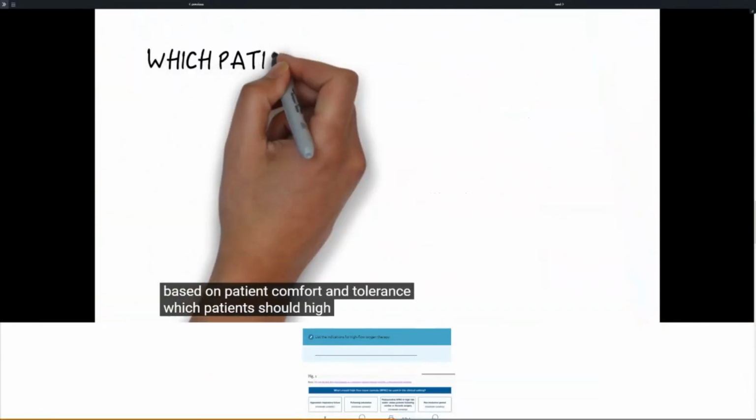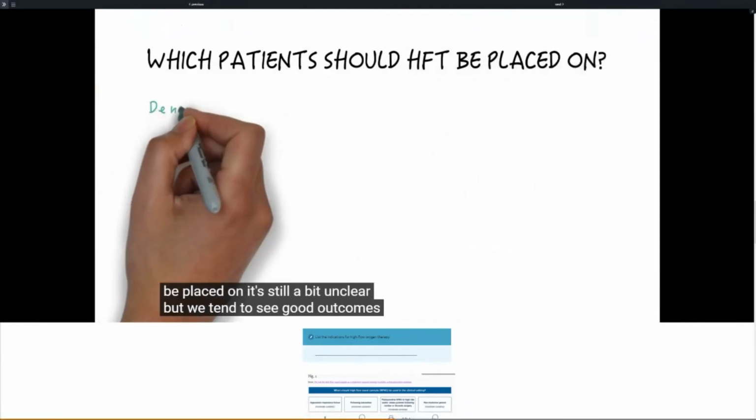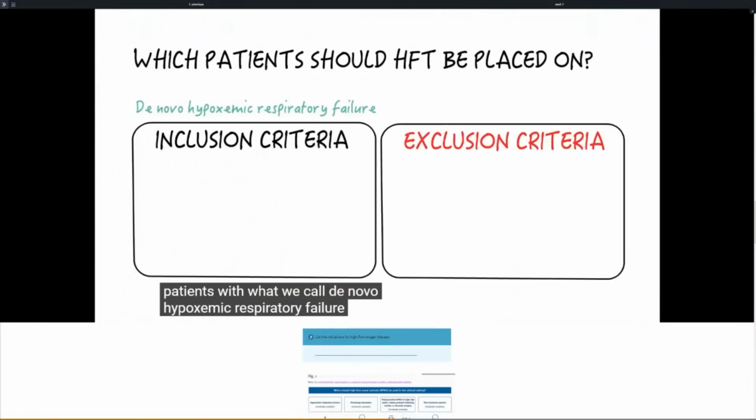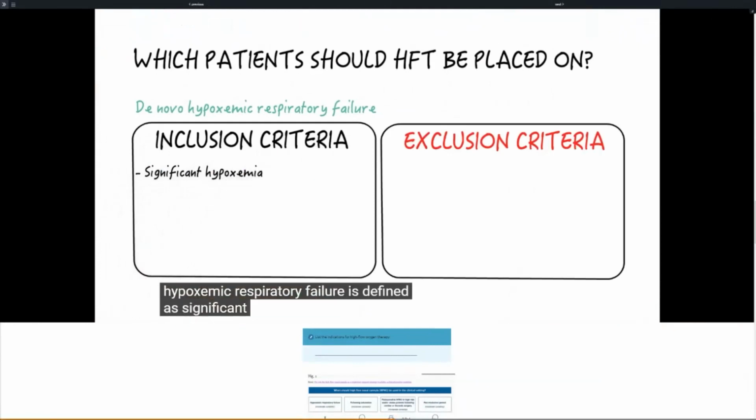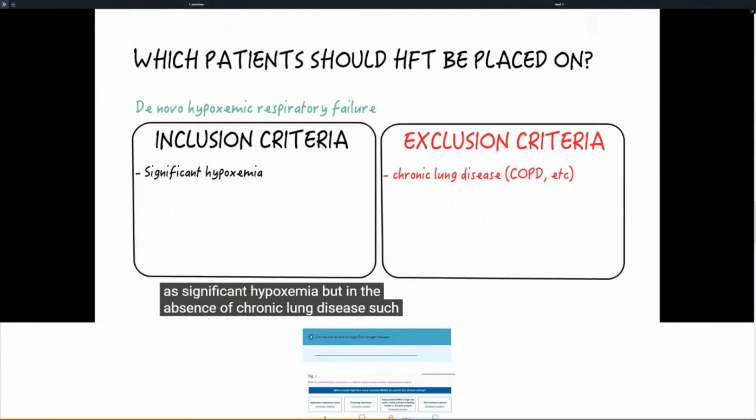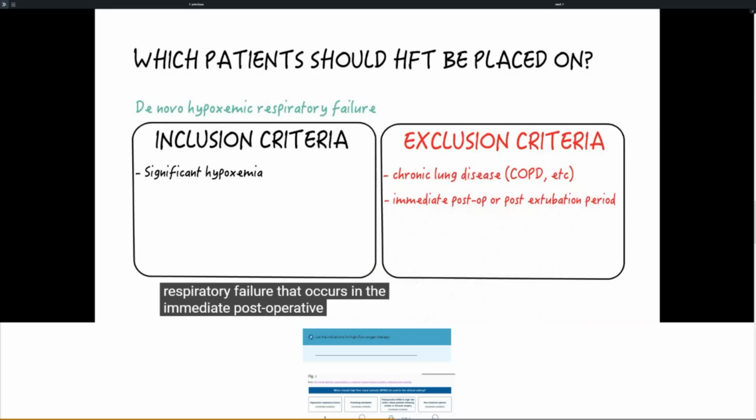Which patients should high flow therapy be placed on? It's still a bit unclear, but we tend to see good outcomes in patients with what we call de novo hypoxemic respiratory failure. De novo hypoxemic respiratory failure is defined as significant hypoxemia, but in the absence of chronic lung disease, such as COPD. We also do not include the kind of respiratory failure that occurs in the immediate postoperative or post-extubation period.